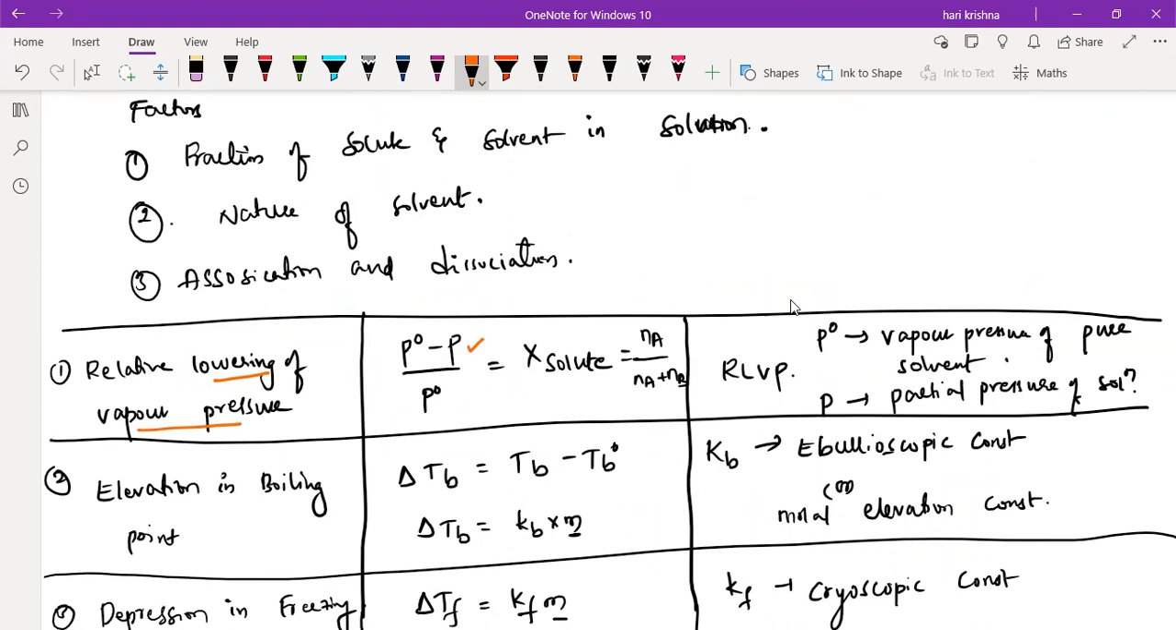With respect to what are we comparing? With respect to P naught we are comparing. So you can write delta P by P naught equal to XS. That is the RLVP formula. The change in the vapor pressure with respect to the initial pressure when you are adding the non-volatile solute is the relative lowering of vapor pressure. Clear now? RLVP?